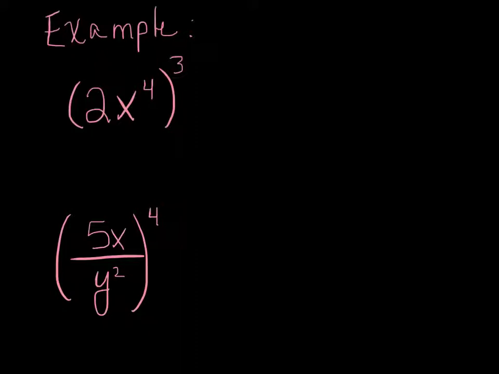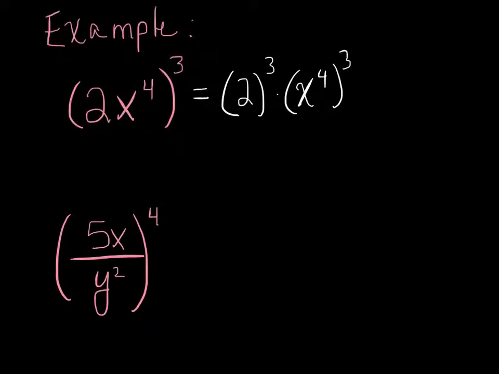Here are a couple of examples. My first example, I have 2x to the 4th raised to the 3rd power. So the first thing I'm going to do is get rid of this exponent outside, which means I'm kind of going to distribute the exponent into here, or raise each of these numbers inside of here to the 3rd power. So this is going to be 2 to the 3rd times x to the 4th to the 3rd.